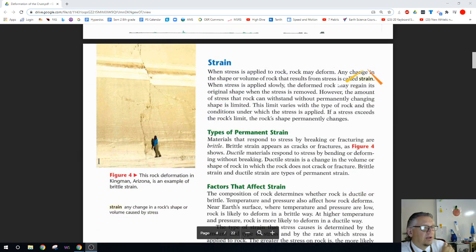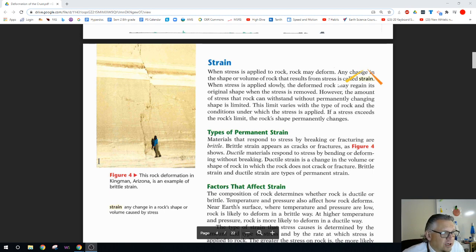Strain. When stress is applied, a rock may deform, or change in shape. The change in the shape or volume of the rock that results from a stress is called strain. When stress is applied slowly, the deformed rock may regain its original shape when the stress is removed. However, the amount of stress that the rock can withstand without permanently changing shape is limited. This limit varies with the type of rock and the conditions under which the stress is applied. If a stress exceeds the rock's limit, the rock's shape permanently changes.